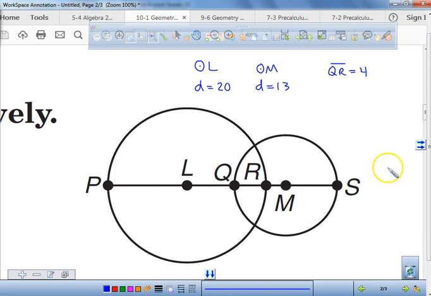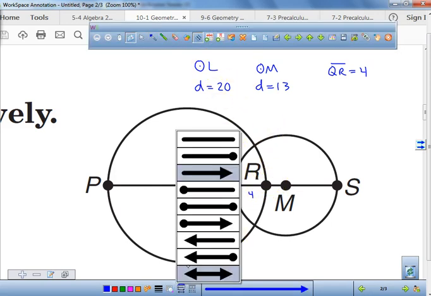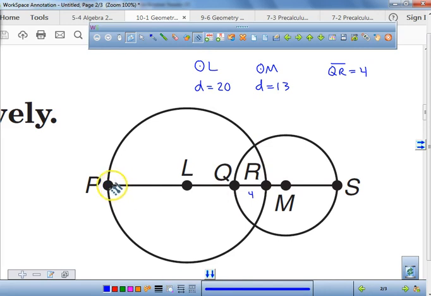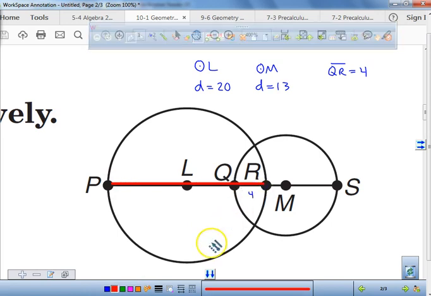So here's what I want you guys to do. Right where it has Q and R, I would like you to put the number 4 in the distance between Q and R on your paper. The next thing I want you to do is, I'm going to change colors here. For circle L, I'm going to go all the way across in red. And for M, I'm going to go all the way across in green.